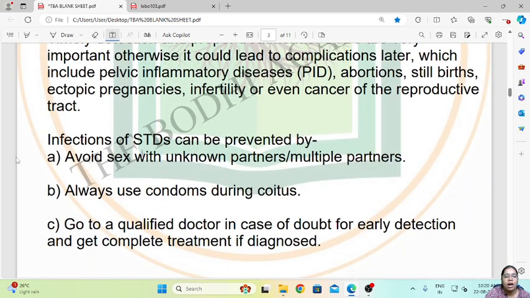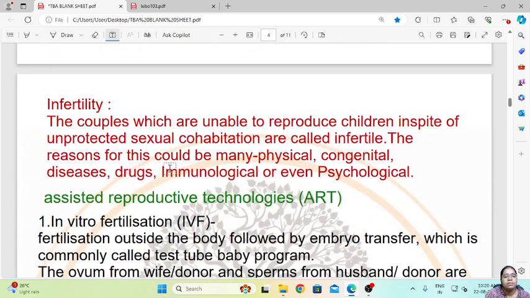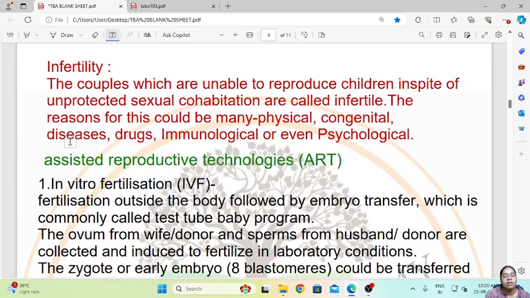Now let us see how these infections can be prevented. Avoid sex with unknown partners or multiple partners. Always use a condom during coitus. Go to a qualified doctor in case of doubts or for early detection, and get complete treatment if diagnosed. Now if the ovum and the sperm do not meet, fertilization will not occur. In such a case that causes infertility in the individual.